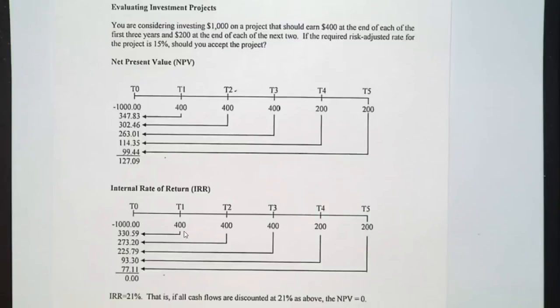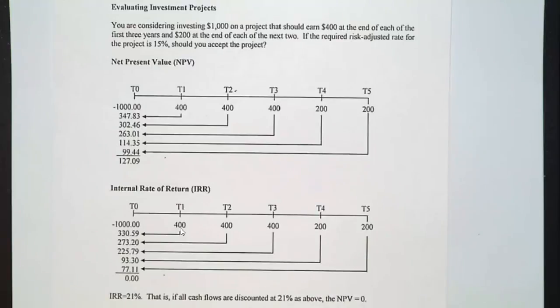And if we were to try 21%, 400 would be discounted to 330.59, and this 400 to 273.20, and 225.79, and so forth, and we would end up with a 0 net present value. In other words, at 21%, if we discount these cash flows at 21%, they equal $1,000, which gives us a 0 net present value. Now, we use the internal rate of return differently.